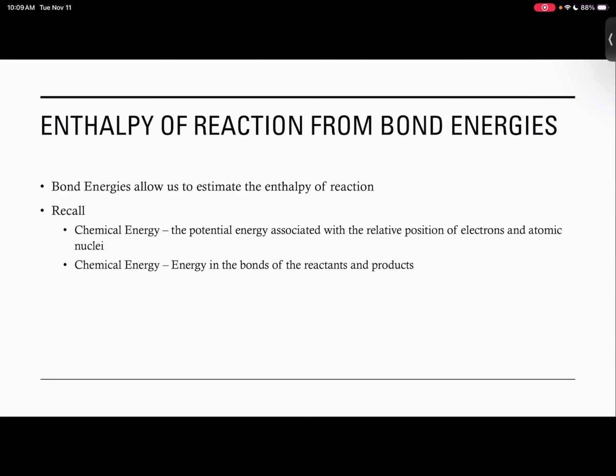Now, that's something to recall. Why can we use bond energies? Well, we go back to the term chemical energy. If you'll recall, chemical energy is the potential energy associated with the relative position of electrons in the atomic nuclei. In other words, the chemical energy is in the bonds.